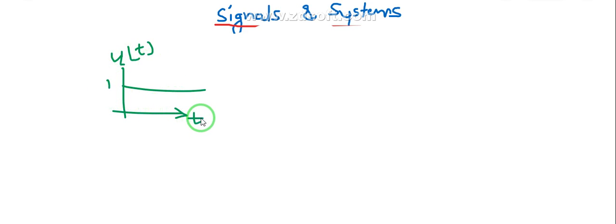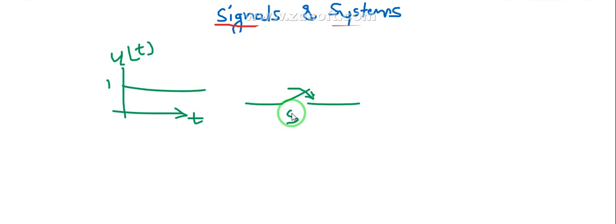This is the time axis. If you pass this signal through a switch, then what you will get is a sample at a constant interval of time.